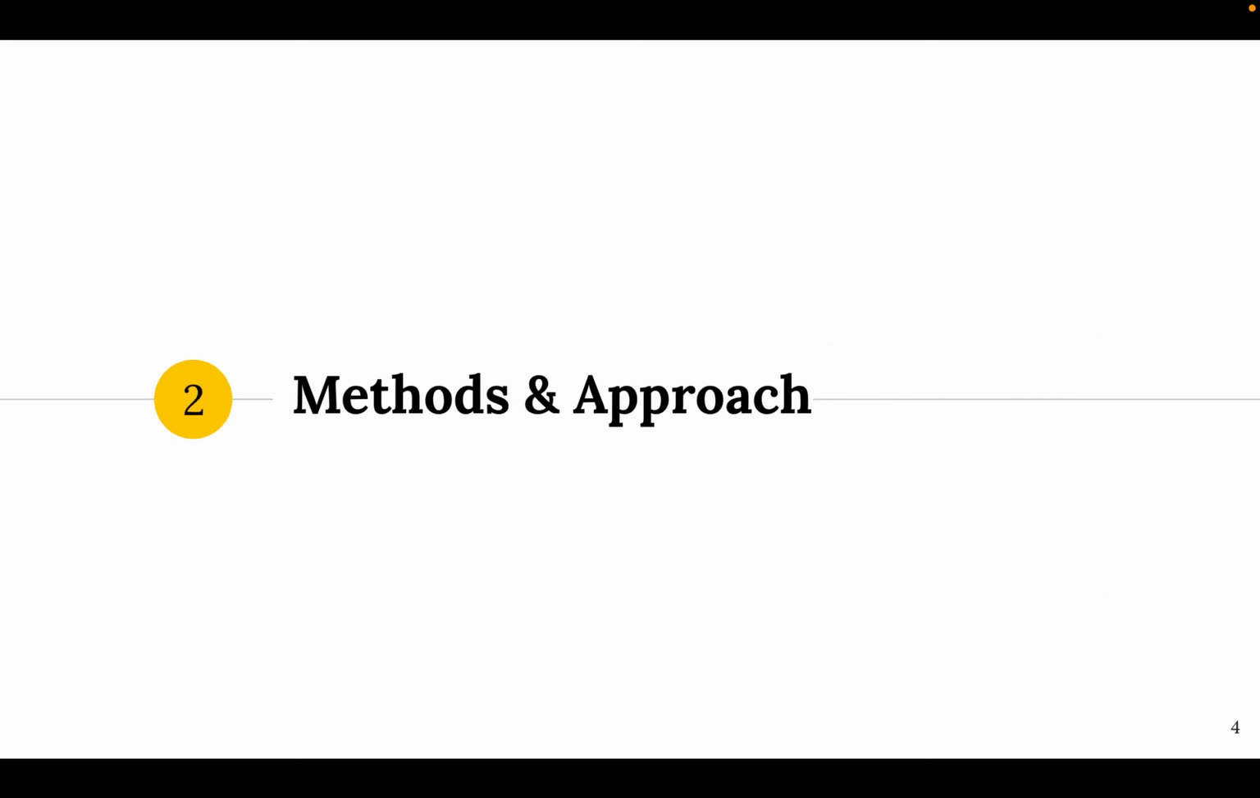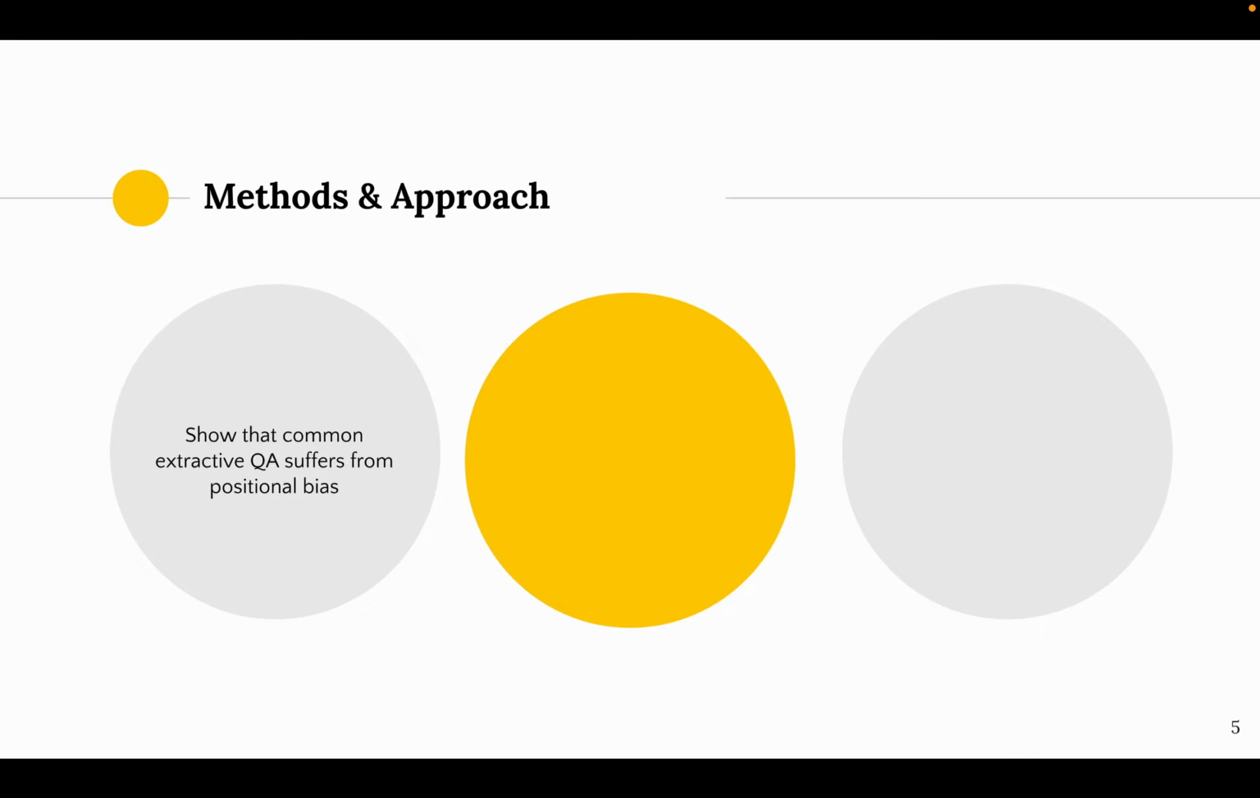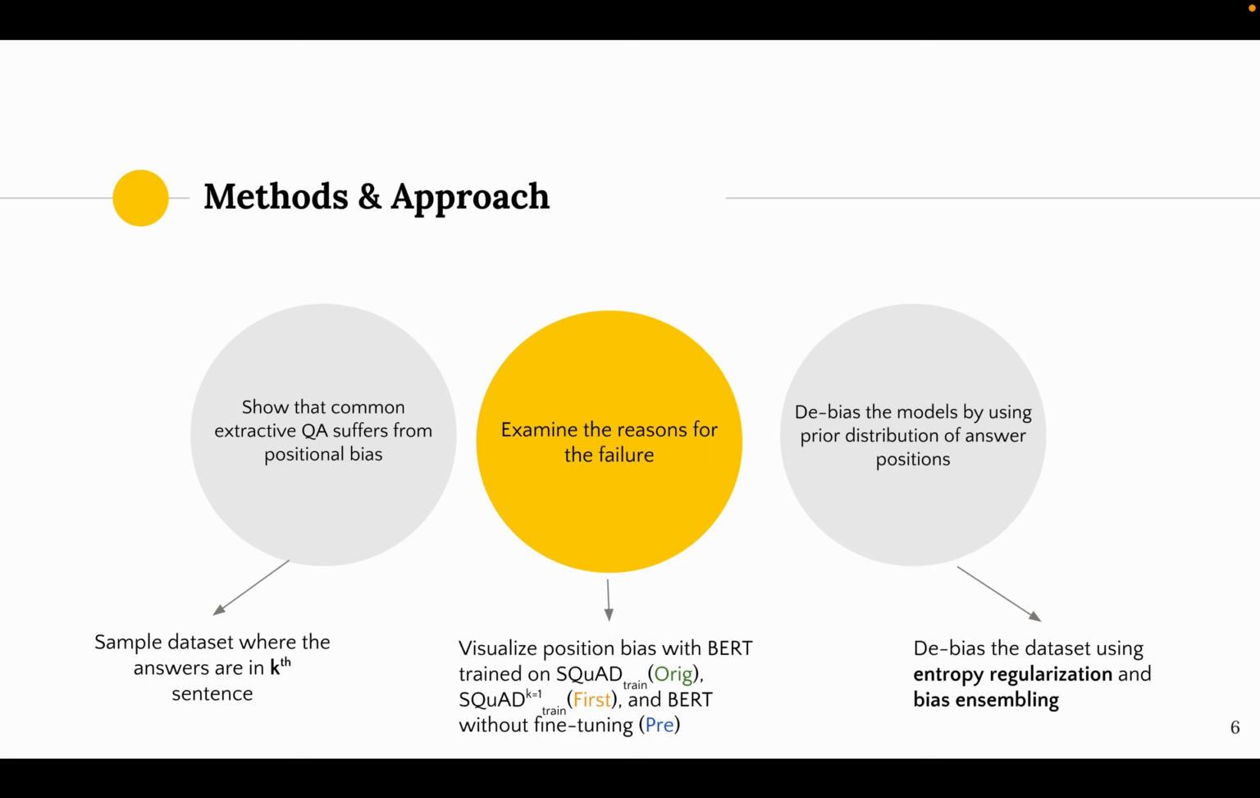Next, let's talk about methods and approach. First, this paper makes 3 contributions. First of all, we define position bias in extractive question answering and show how it affects extractive QA models in general. Second, we look at the reasons why the biased models failed and demonstrate how positions might behave as fictitious biases. Third, we demonstrate how the prior distribution of the answer positions enables us to construct models that are positionally unbiased. Let's look at the approach in more detail.